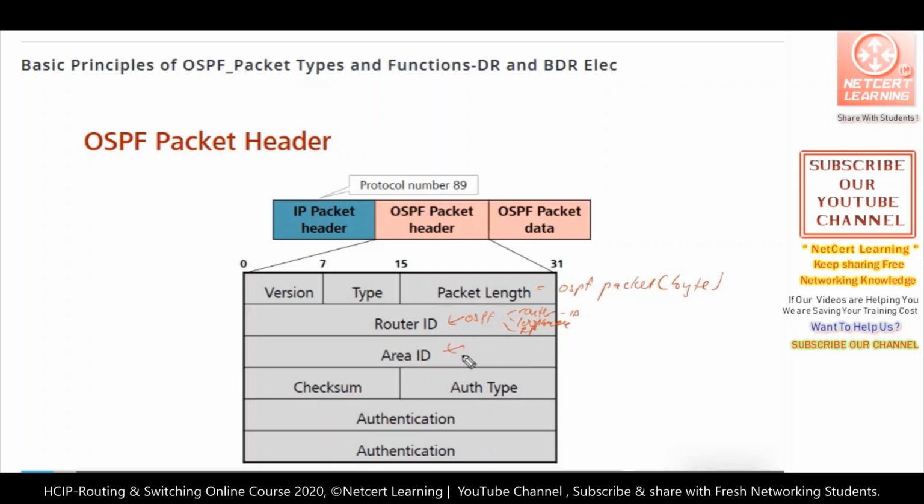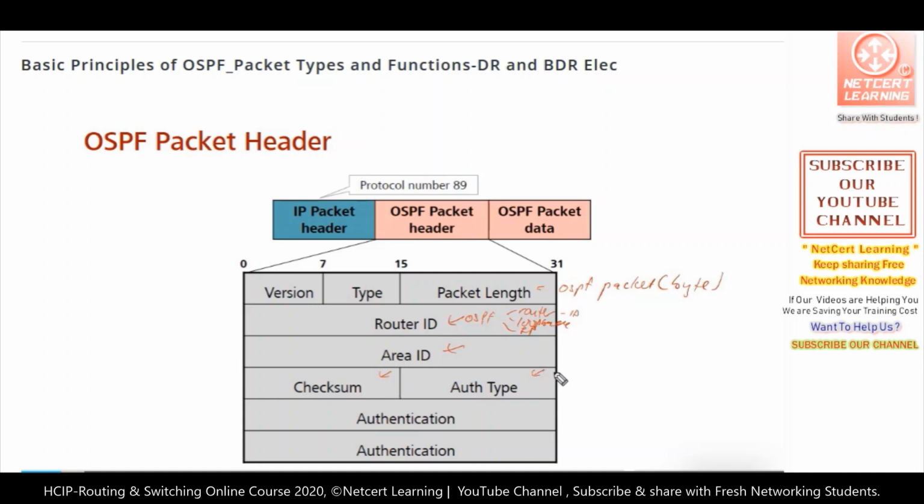Then we have the area ID. So this is where we have the 32-bit area ID. Then we have the checksum. Now the checksum is used to verify the data integrity of the OSPF packet. If the checksum fails, then the OSPF packet integrity is compromised and it will be discarded.